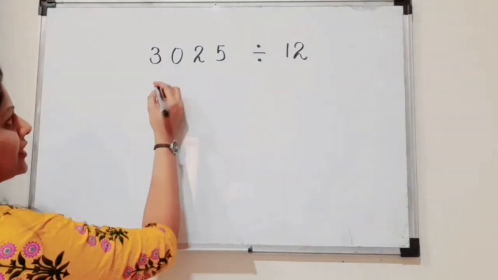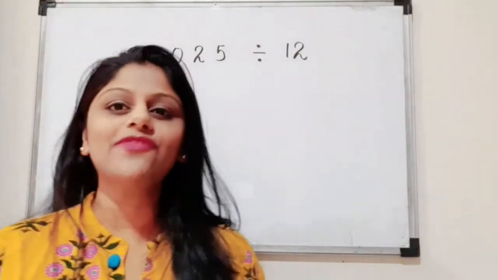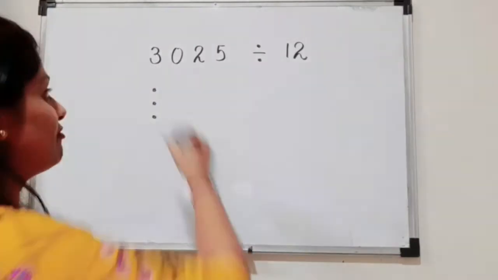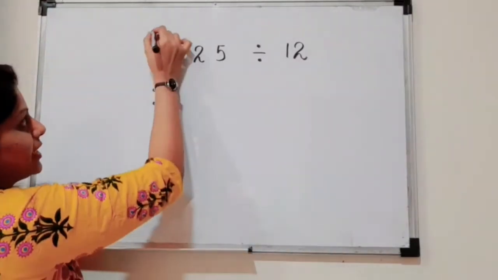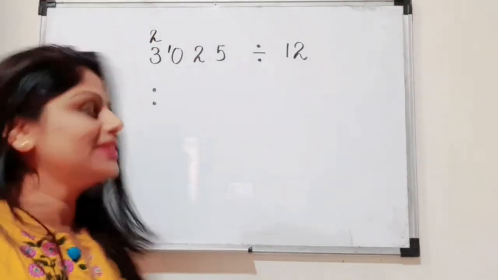So for number 3 we will draw 3 dots, and next we have a 0. Therefore 0 means we will borrow one number from the previous number. Therefore 3 will become what? 3 will become number 2, and the 0 will become what? 0 will become number 10.